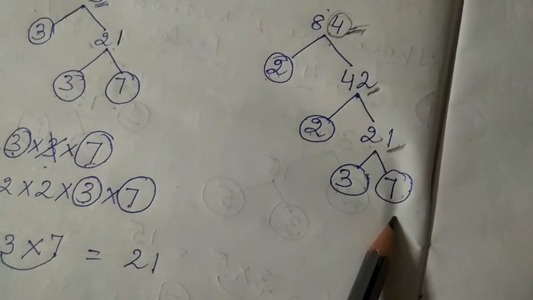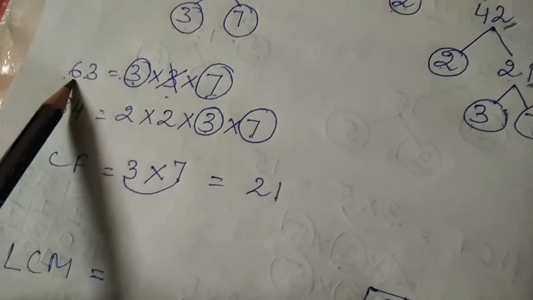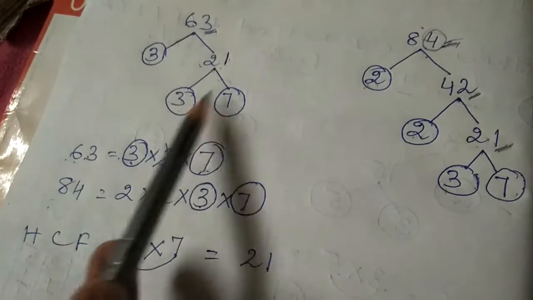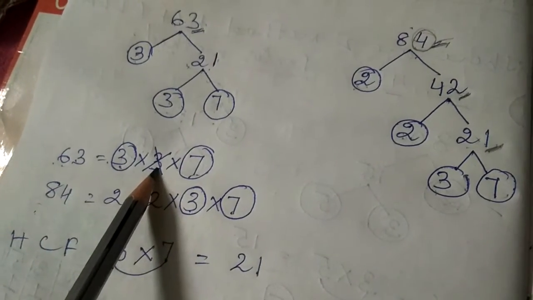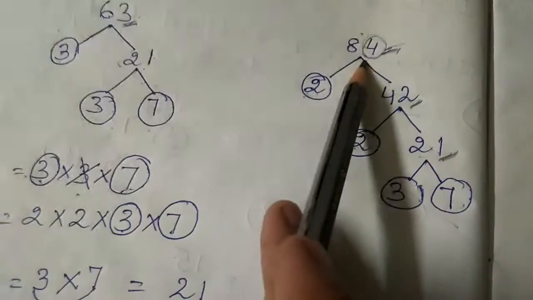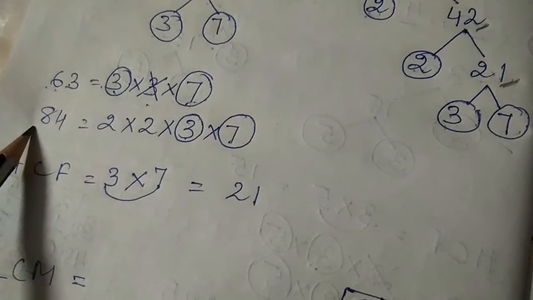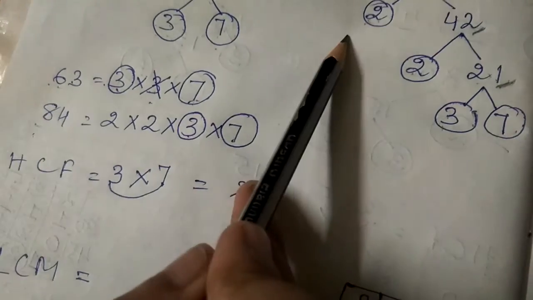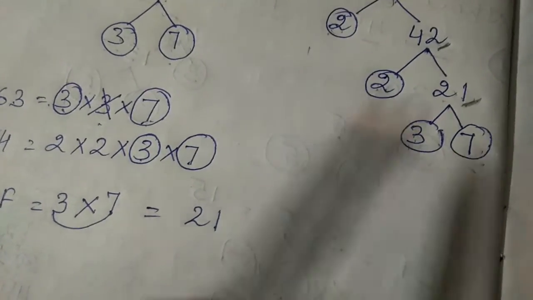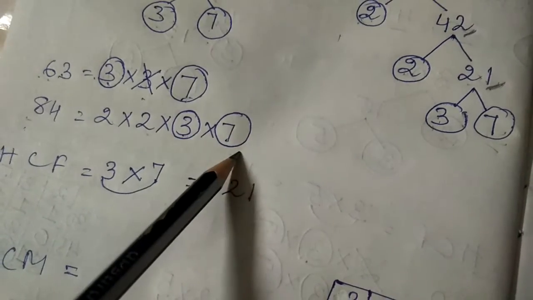Okay, so let us move on here. We will write all the numbers, like 63. What were the prime numbers? 3, 3 and 7. So 3 multiplied by 3 multiplied by 7. In the same manner we will come to 84. Now in 84 we can see, what are the numbers? 2, again 2, 3 and 7. So 2 multiplied by 2 multiplied by 3 multiplied by 7.